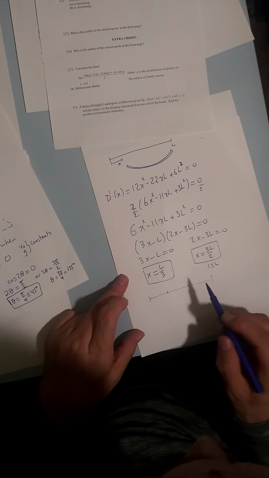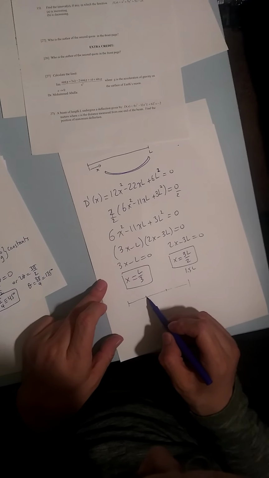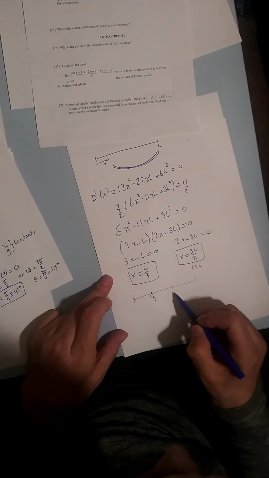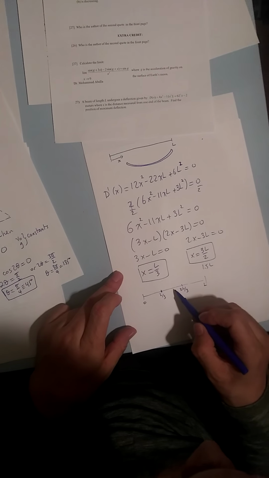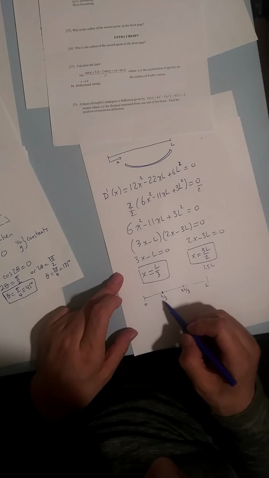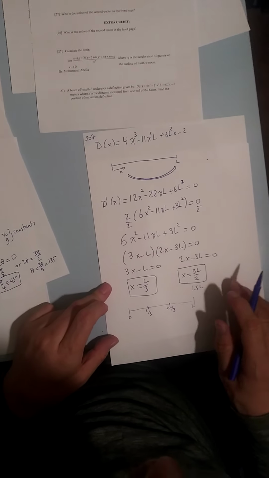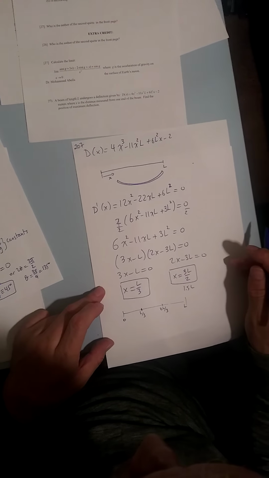So if the beam looks like this, this is where the maximum deflection happens. This is L over 3, this is 0, and this is L, and this is 2L over 3. This is halfway. So the maximum deflection happens here according to what we got using derivatives.